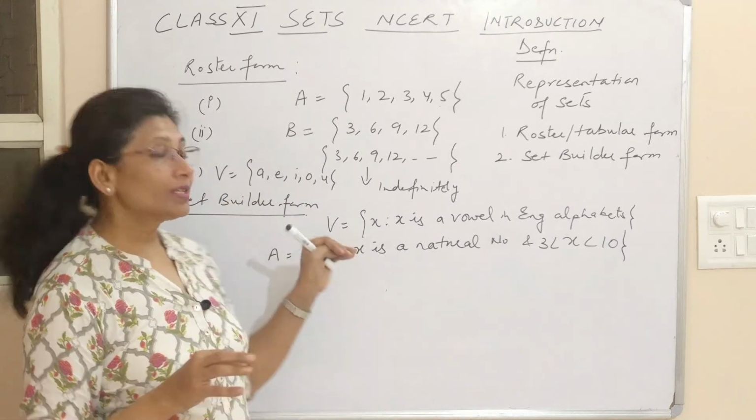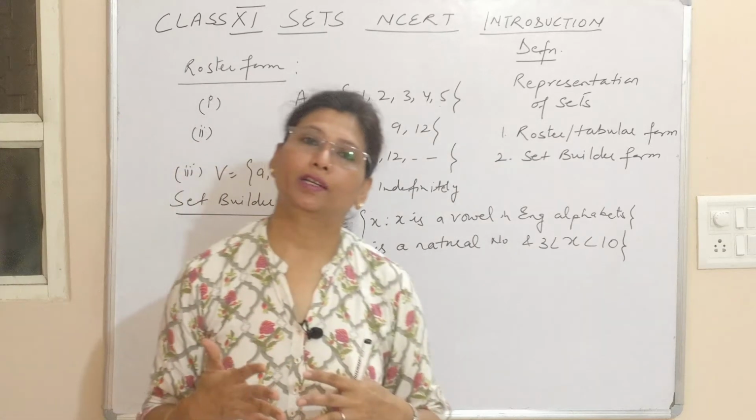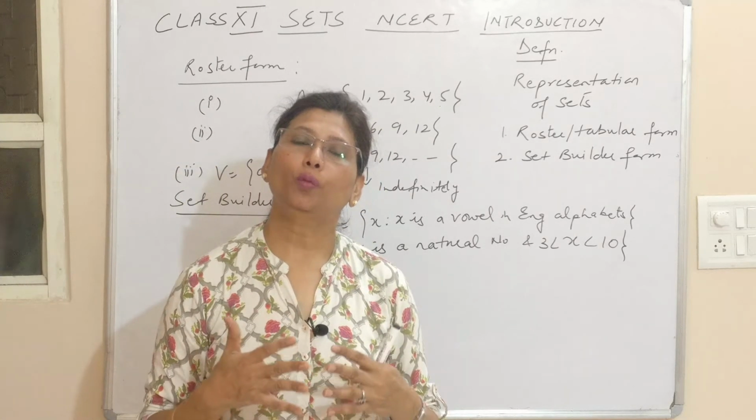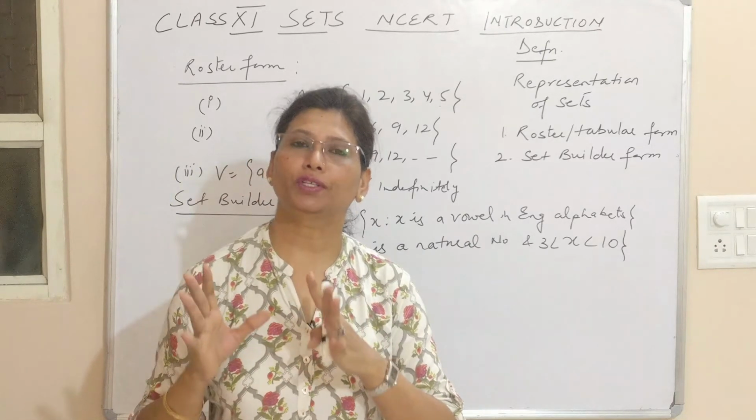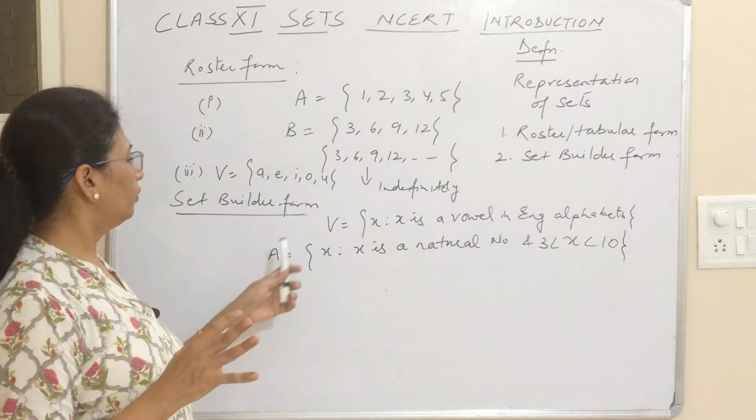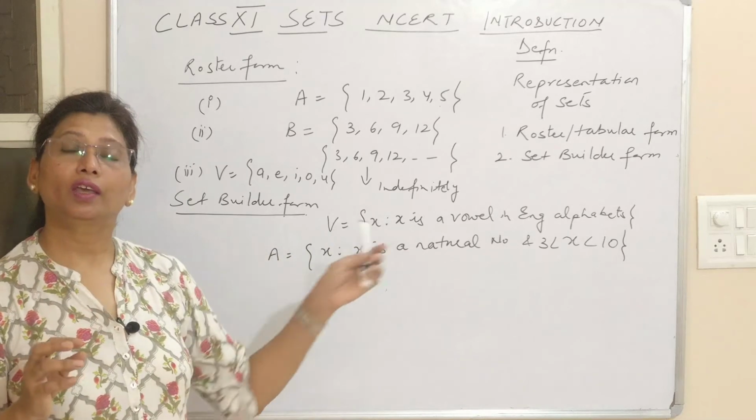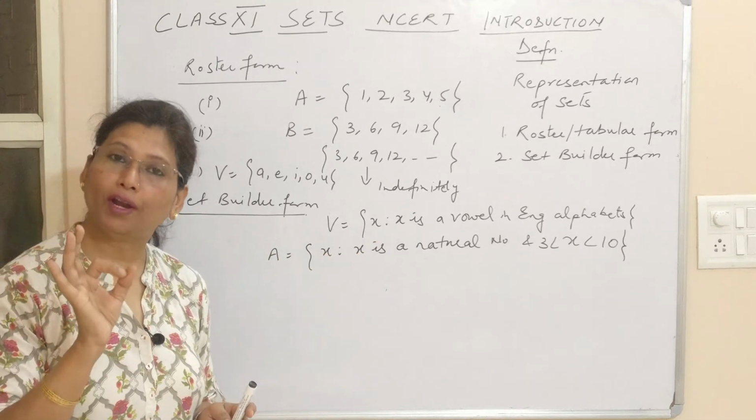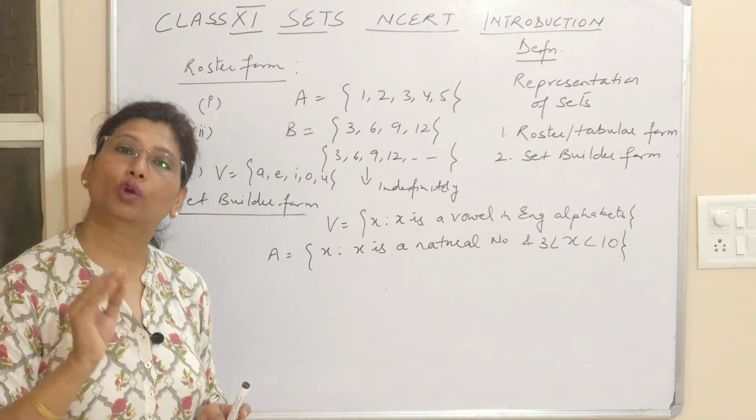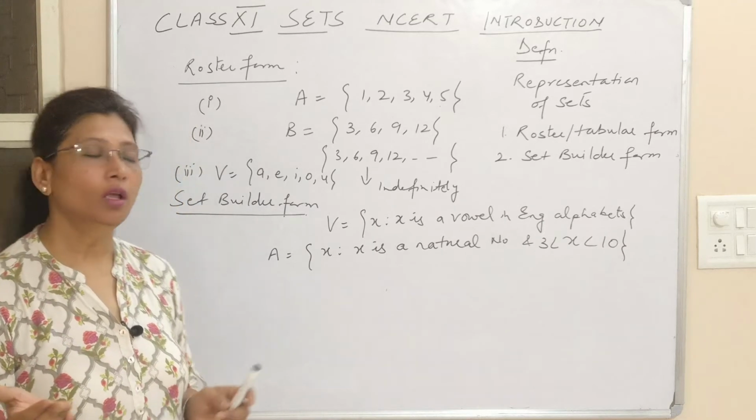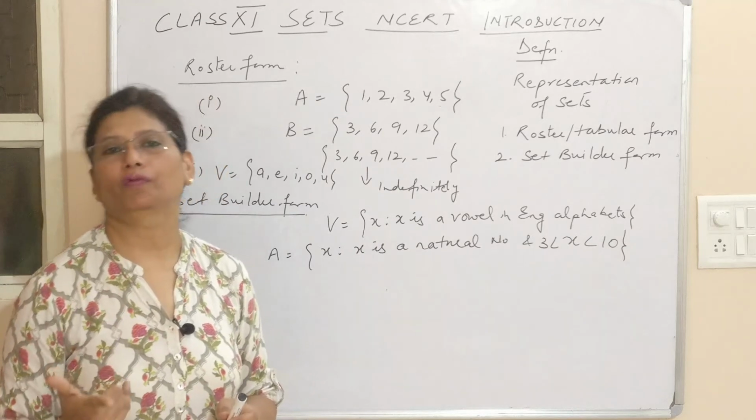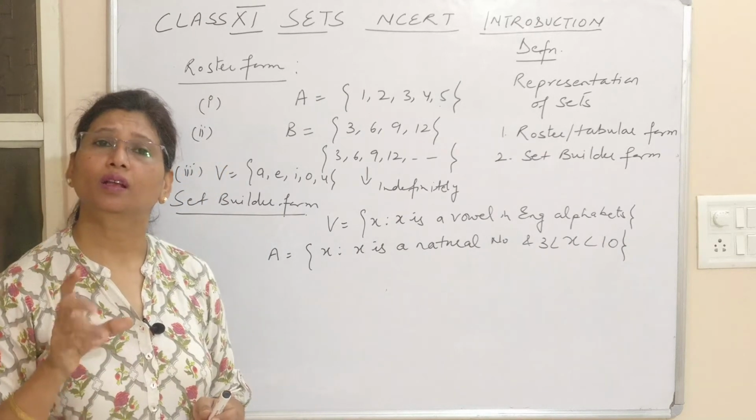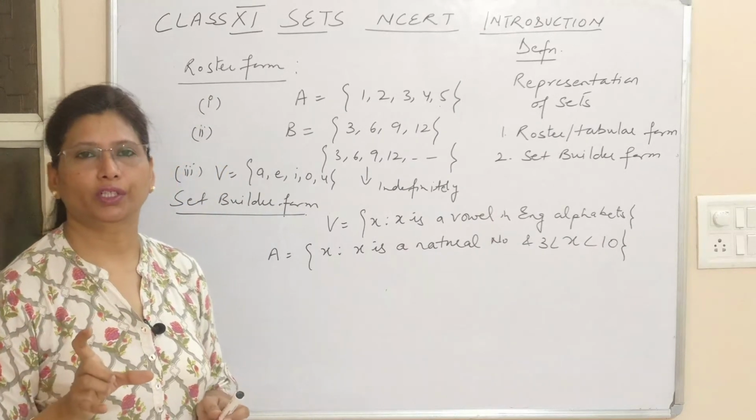Now next comes set builder form. What do we mean by set builder form? In set builder form, we define the set by a statement. We don't write the elements of the set. For example, here for V, we just write a variable, and this variable is common for the other elements also. So we write V is the set of X such that X is a vowel in the English alphabet. It means we are writing the vowels of the English alphabet.